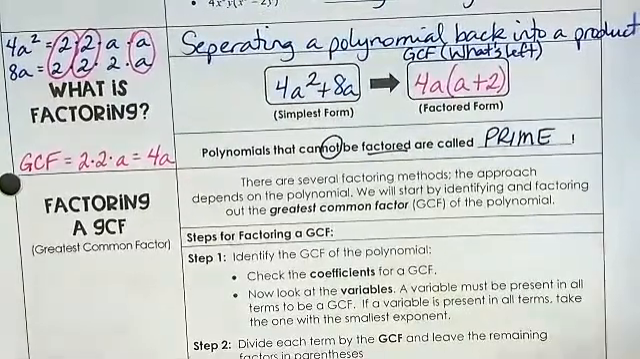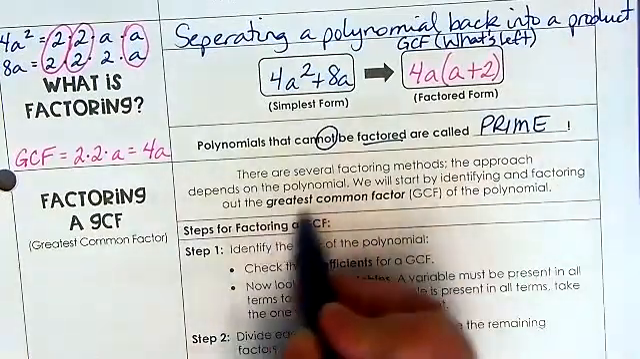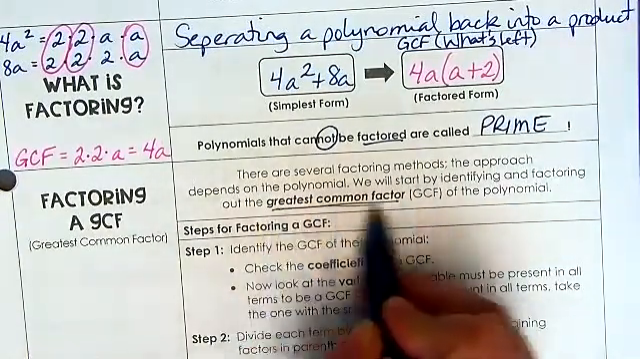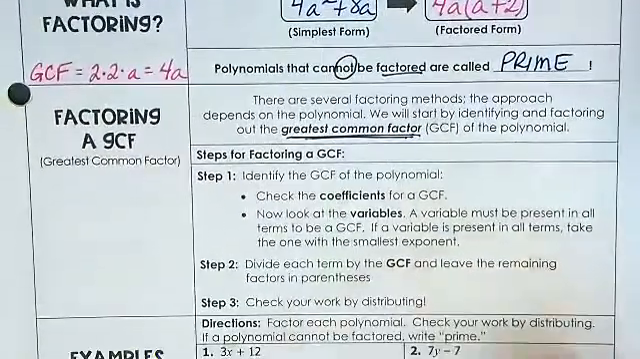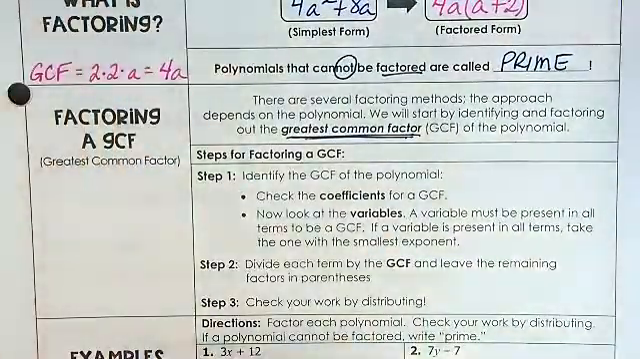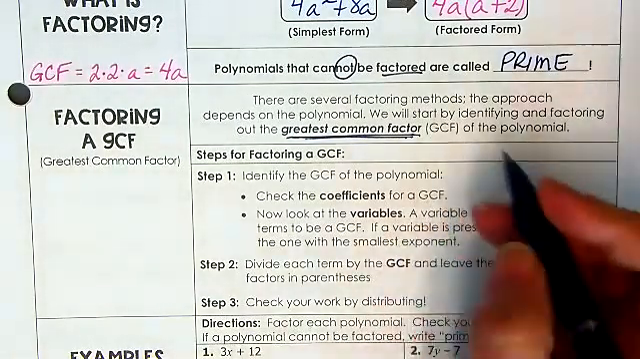Okay, there are several factoring methods. The approach depends on the polynomial. We will start with identifying and factoring out the greatest common factor. This is what we're going to do first. Okay, and you always do this first. You always look for the GCF first. Okay, check the coefficients for a GCF, and that can be done.